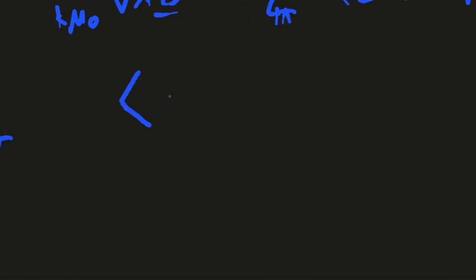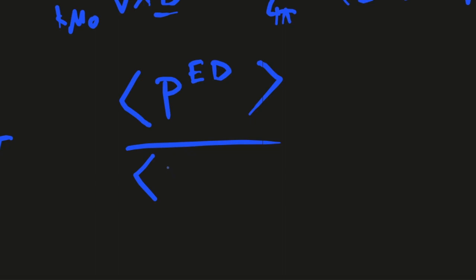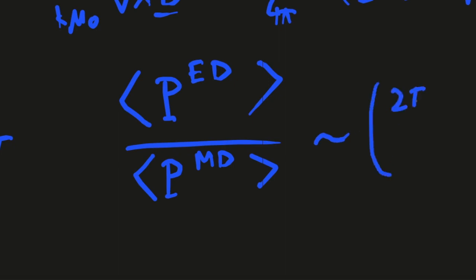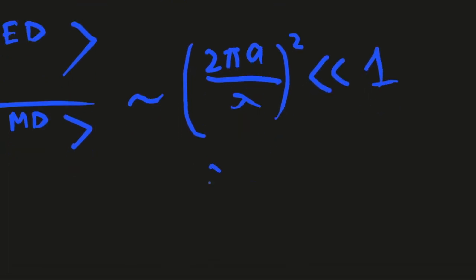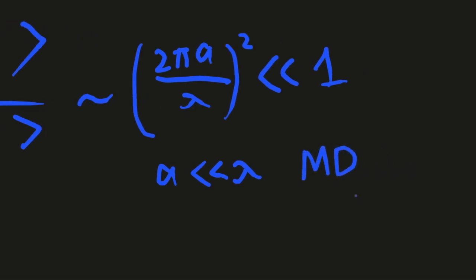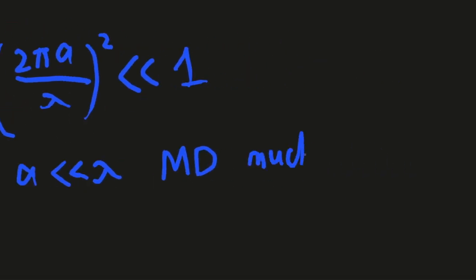So if you just look at the ratio of the electric dipole to the magnetic dipole radiated powers, so this is power MD. This is something of the form (2πa/λ)², which is really small. So for a much less than λ, the magnetic dipole is much less efficient than the electric dipole, which is why your antennas would generally be electric dipole.